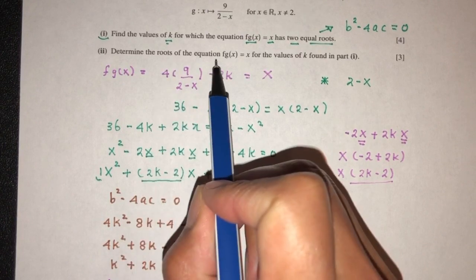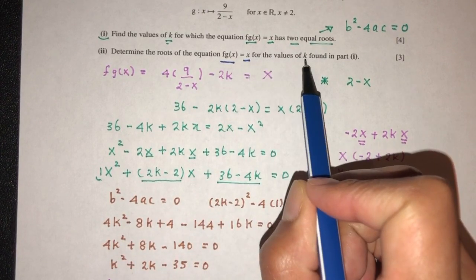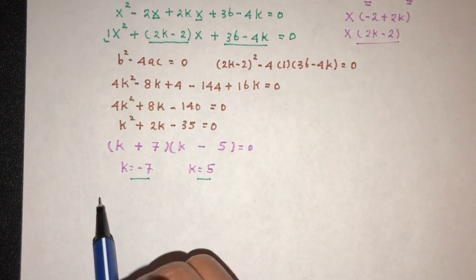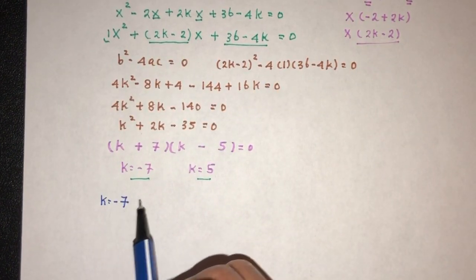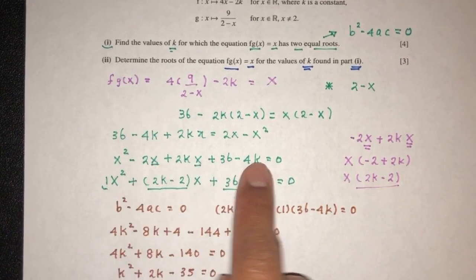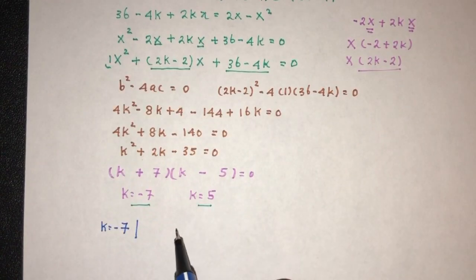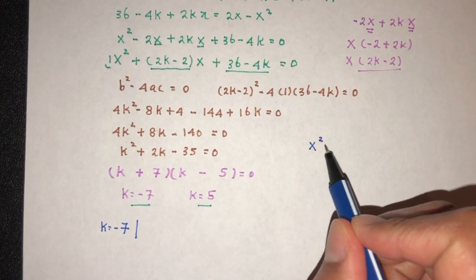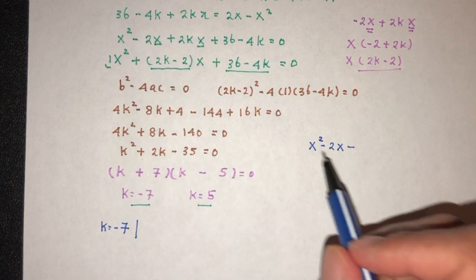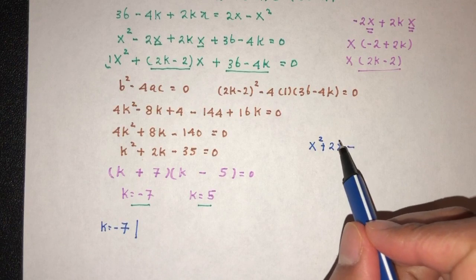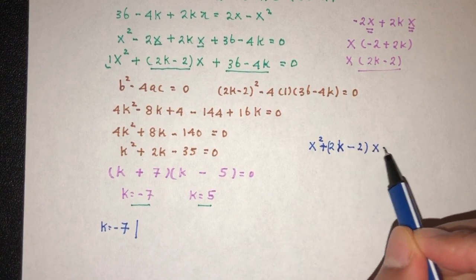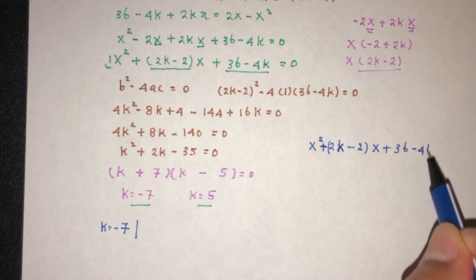Determine the roots of the equation for the values of k you found in part 1. Okay, so let's find the values of x. Now, when k is equal to minus 7, for example, I will have my equation over here. Let me write this down, it's easier to work with: x squared minus 2x plus 2k x minus 2x, plus 36 minus 4k.